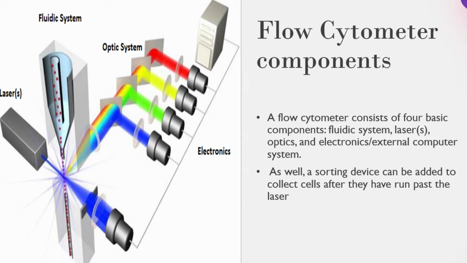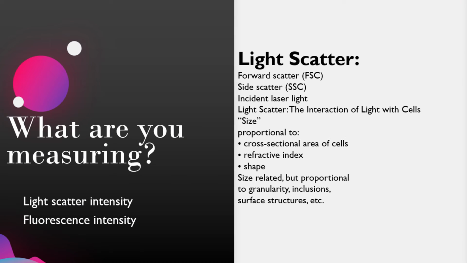As we can see, in the fluidic system, the cells pass through the laser light. When the cells hit the laser, the light can go to the optics and be detected by the electronics, and the electronics pass it to the computer device, and we can see the result through the software in different graph forms.